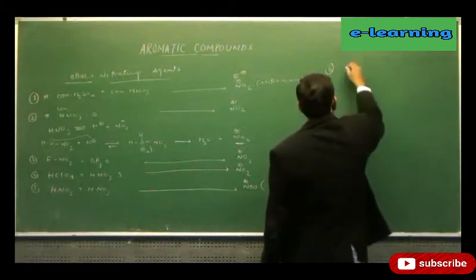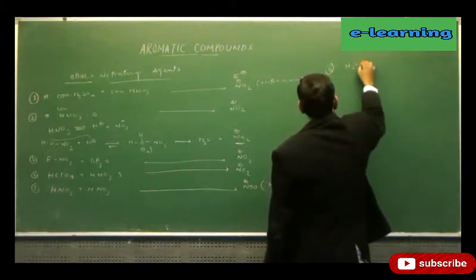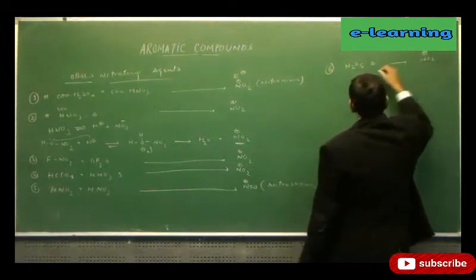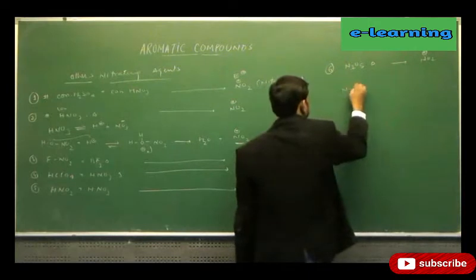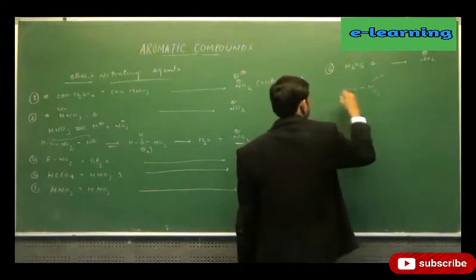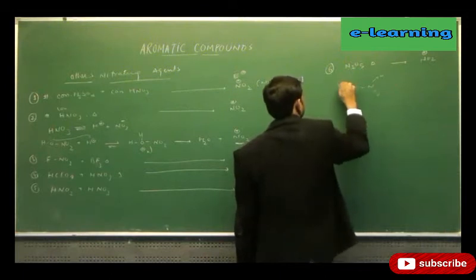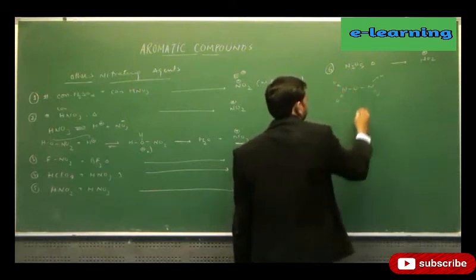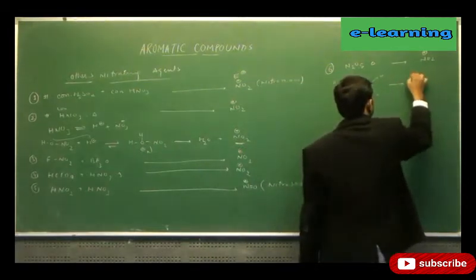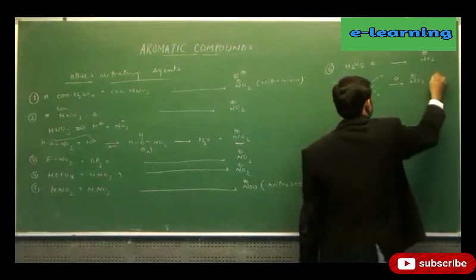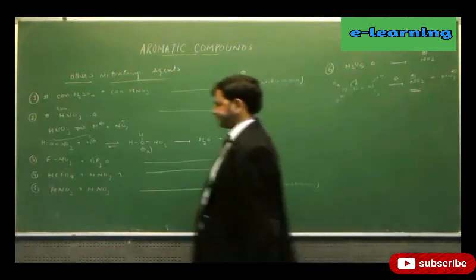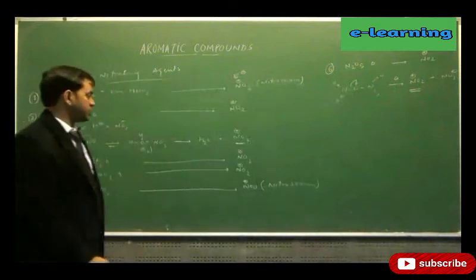Sixth, N2O5. It also gives the nitronium. How does it give it? It breaks down into NO2 positive and NO3 negative, and NO2 positive acts as electrophile. So these are the other nitrating agents.